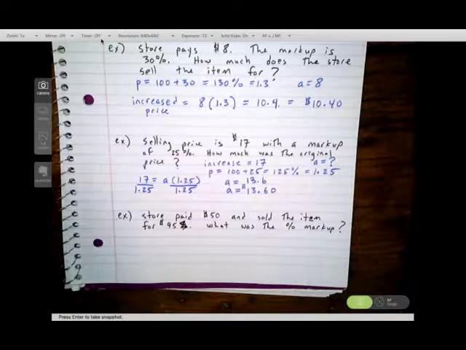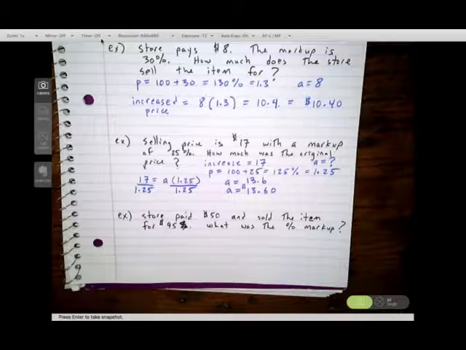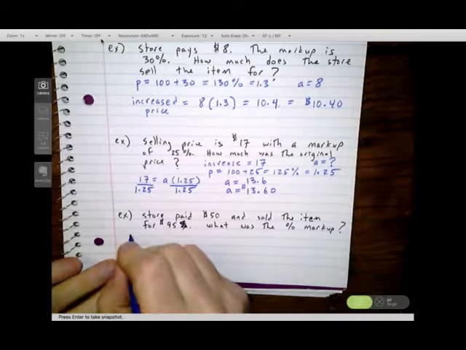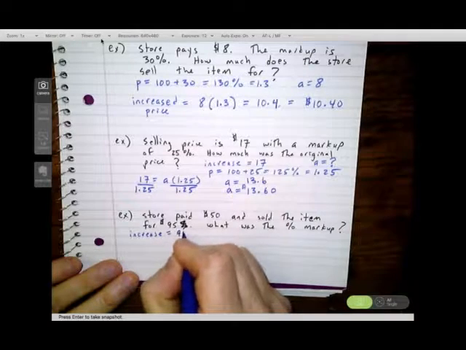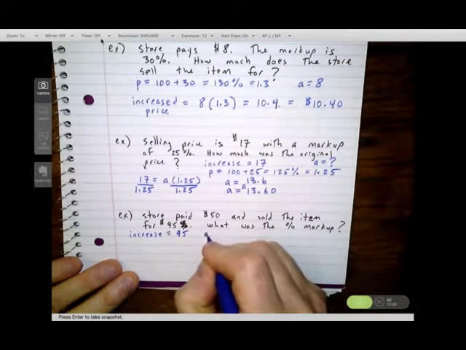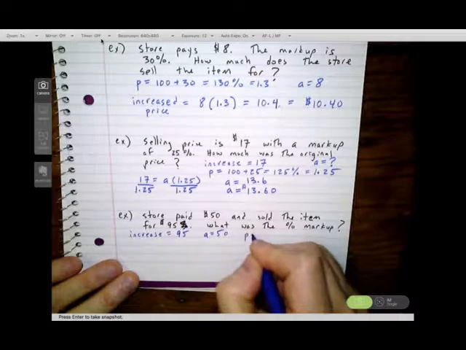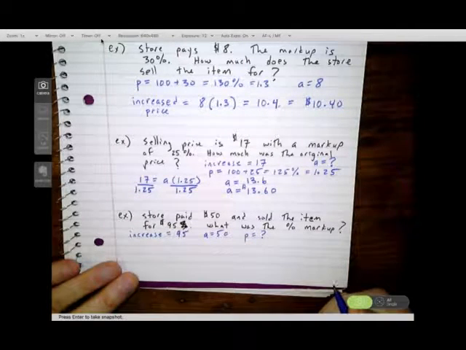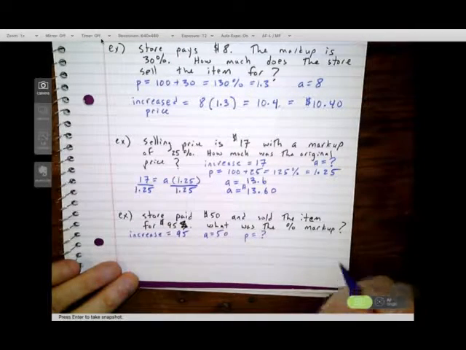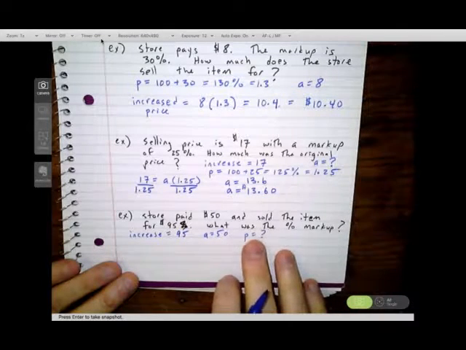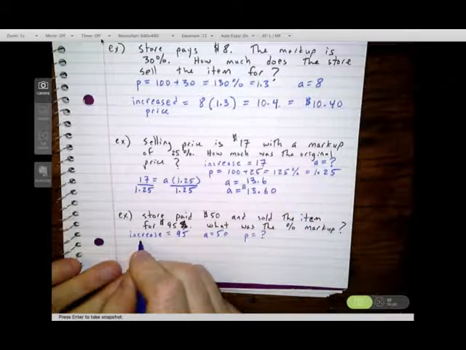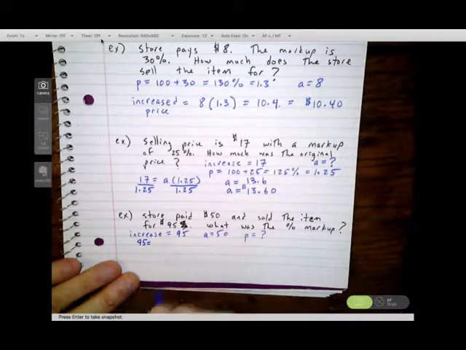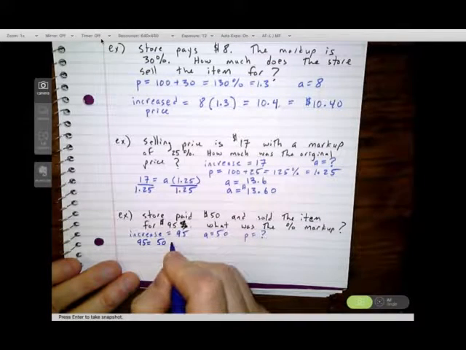Okay, so now we've got our increased price. The price to the consumer is 95. The initial price is 50, and we want to find P, the markup percent. So like we did before with the discount, this will involve a second step, but that's okay, it's not so bad. So let's solve for P. 95 equals the initial price 50 times P.